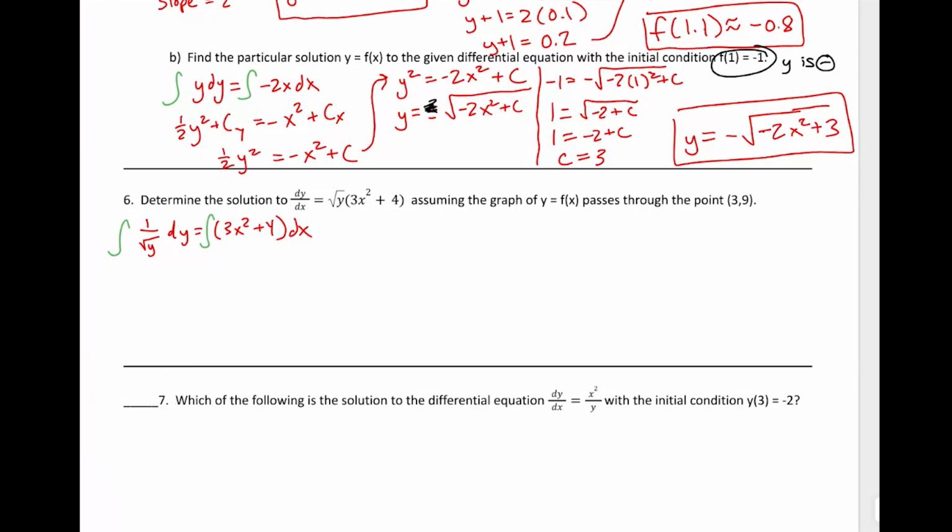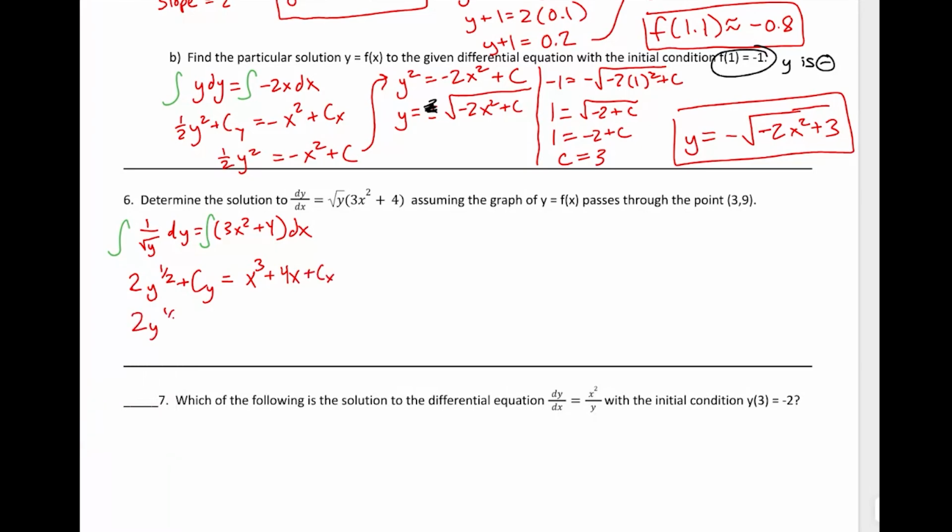Now this 1 over square root of y can be interpreted as y to the negative 1/2. So using that anti-power rule, the power initially was negative 1/2, but adding 1 to that is going to bring it up to 1/2. And then dividing by half is the same thing as multiplying by 2. So we get 2y to the 1/2 plus a constant equals, using that power rule, x cubed. 3 divided by 3 is 1. Okay, plus 4x plus its constant.